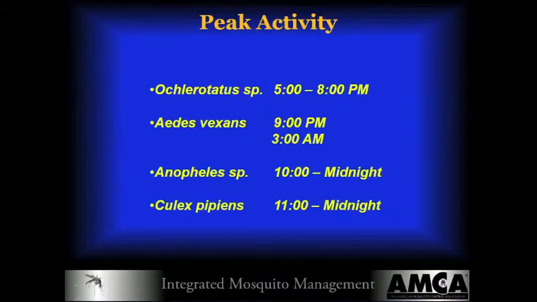Like the Ochlerotatus species are flying around at night, primarily between 5 and 8 p.m. That's the time when you get out. If you're going to do adulticiding, you need to get out there and do it at that particular time, because that's when they're flying around.